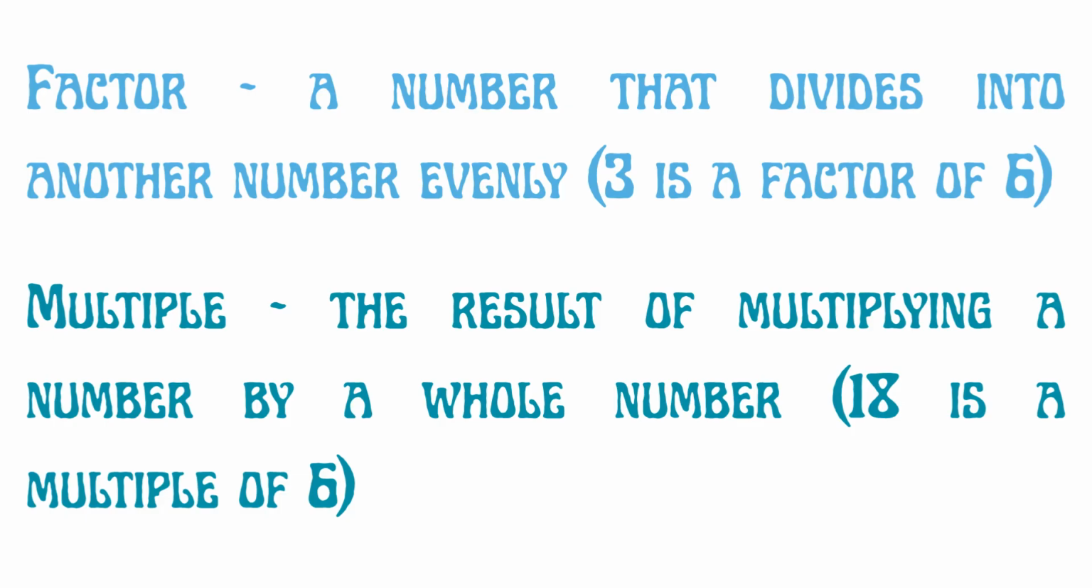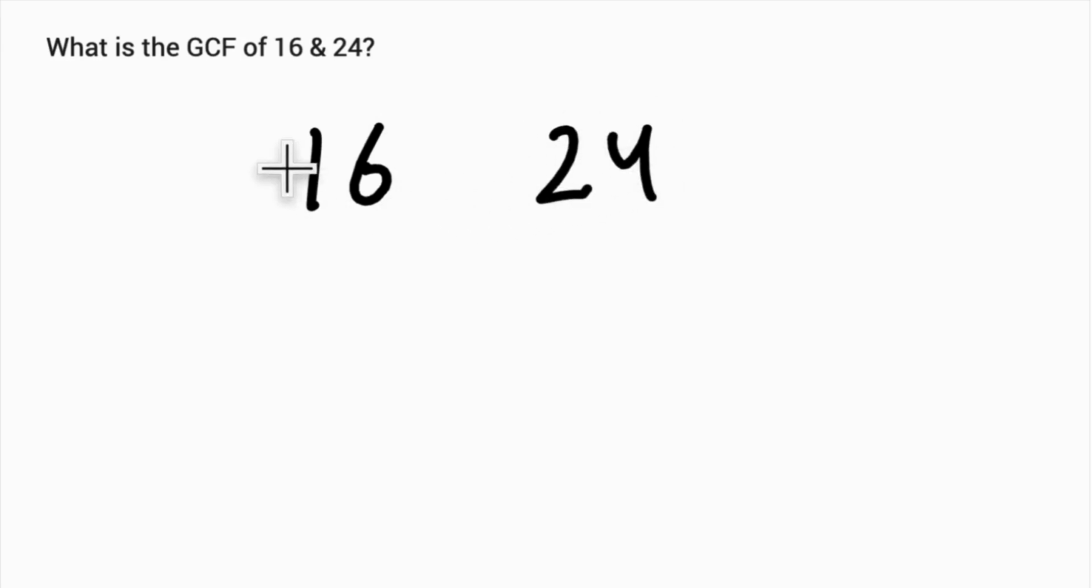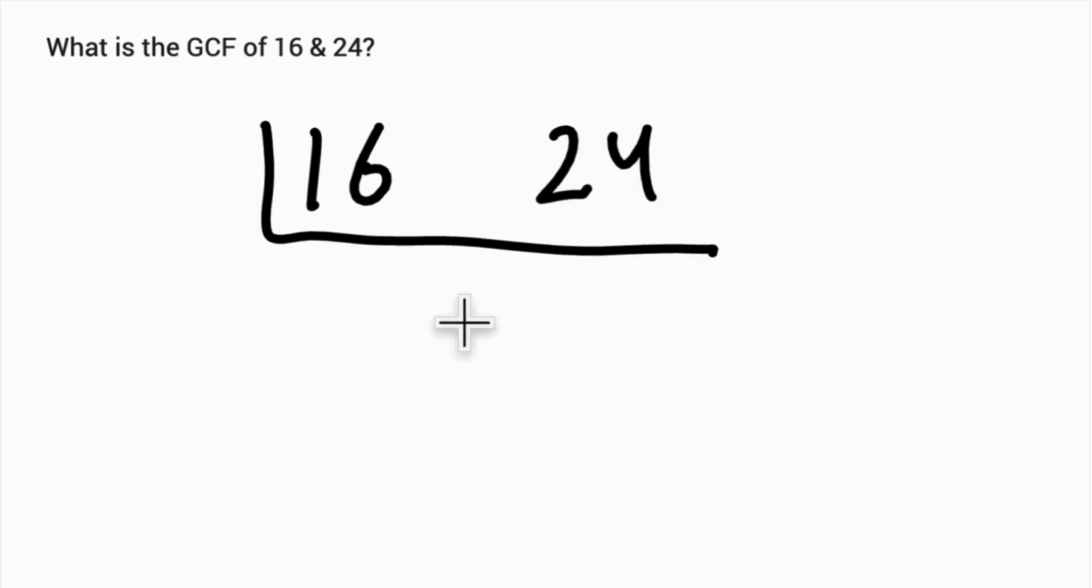Okay, so let's look at some problems. Let's start off with GCF. What is the GCF of 16 and 24? Take a minute to pause this video and try to solve it yourself. So, to solve this, we have to write the numbers 16 and 24. Then we draw an L. Now we have to find common factors of both 16 and 24. So let's say 4. 16 divided by 4 is equal to 4, and you write it underneath that. 24 divided by 4 is equal to 6, you write it underneath that.